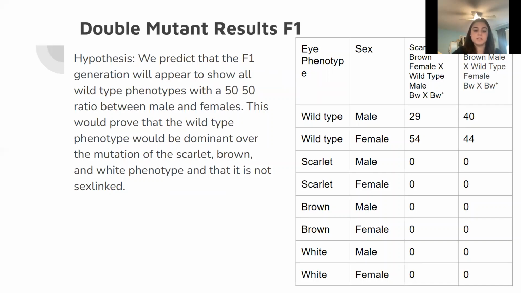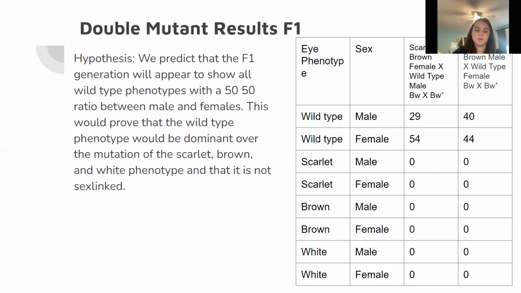So in the table, we showed that we studied the wild type, scarlet, brown, and white phenotypes. And in the first cross, we see a scarlet brown female crossed with a wild type male. And it's shown that we resulted with 29 male wild type flies and 54 female wild type flies. And then for our second cross, it was just the reciprocal of that, which were scarlet brown males crossed with wild type females. And that resulted in 40 male wild type flies and 44 female wild type flies.